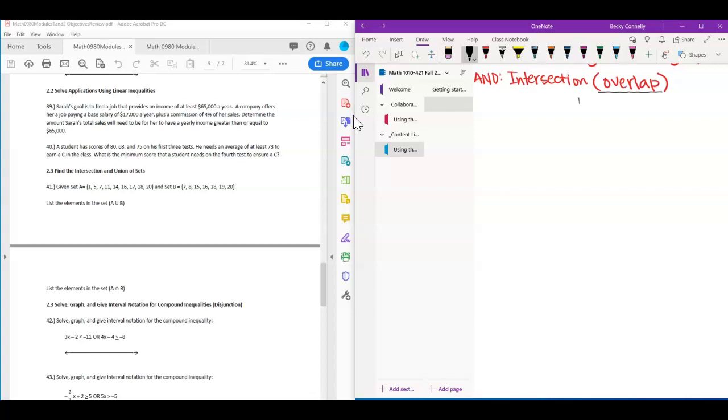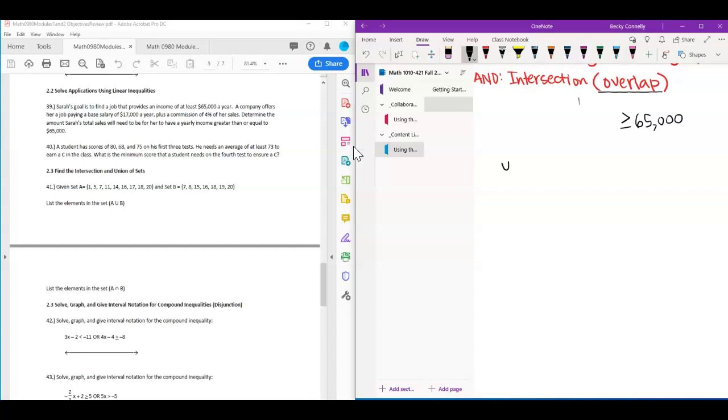Sarah's goal is to find a job that provides an income of at least $65,000 a year, right? And that word at least, right? So she wants to make 65,000 or more. She's not going to be sad if she makes more than it, but she wants something greater than or equal to 65,000. A company offers her a job with a base salary of $17,000 a year, plus a 4% commission of her sales. Determine the amount of total sales she needs to have. So how much does she need to sell in order to get that $65,000 salary, basically?